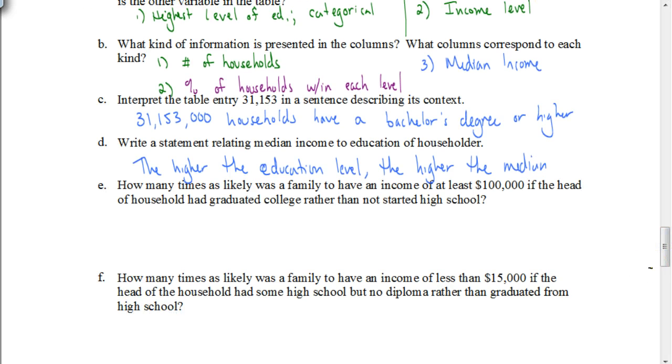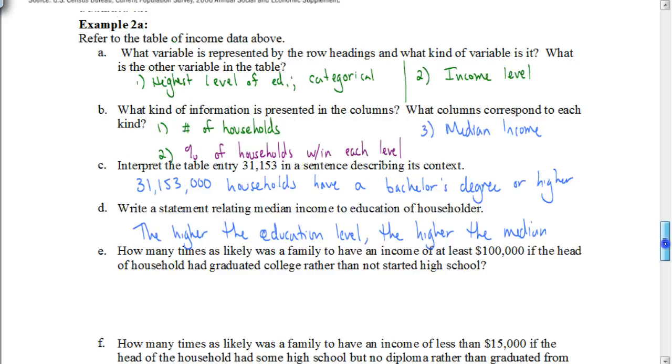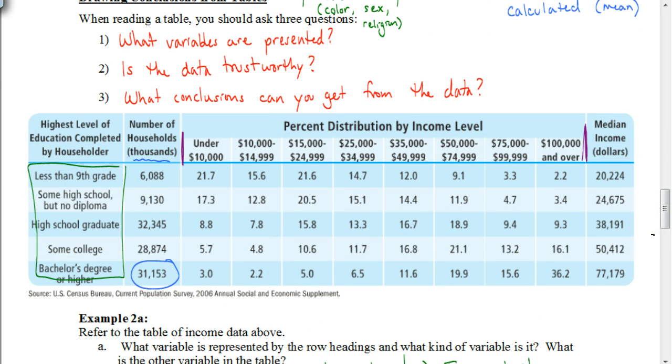Then it asks how many times as likely was a family to have an income of at least $100,000 if the head of household had graduated college rather than not started high school. So as we look at this data, we can see here that when they have $100,000 and over and they graduated college, versus not graduating from high school, less than ninth grade, it was 2.2%.